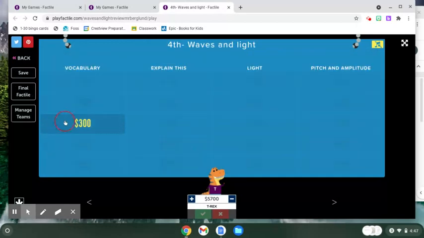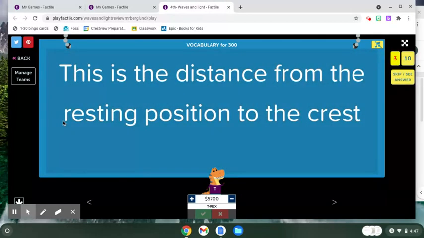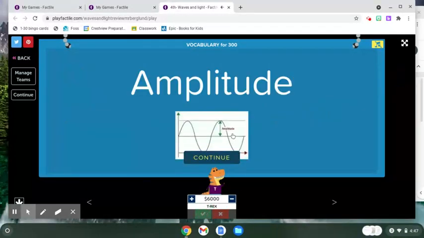Finally, let's do vocabulary for 300. This is the distance from the resting position to the crest. The amplitude is the distance from the resting position or medium to the crest.